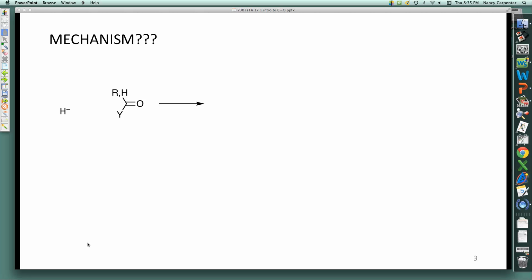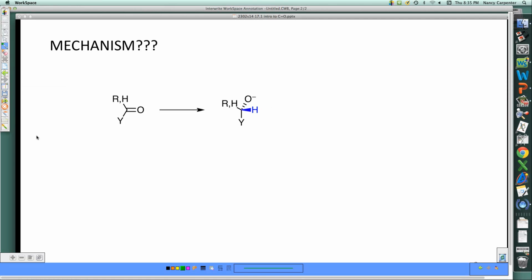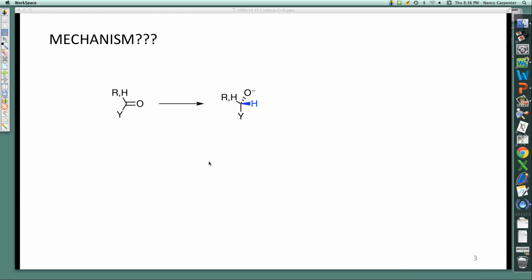So mechanistically, the good news is you're pretty much going to see the same thing over and over again. If my nucleophile is that nifty H-, it attacks, as you might expect, at the electrophilic carbonyl carbon, making a new carbon-hydrogen bond. So here's the deal. That part should be pretty straightforward. H- nucleophile, carbonyl electrophile, pops up the pi electrons onto the oxygen. Good and well. But what happens next depends a lot on the nature of the Y group.